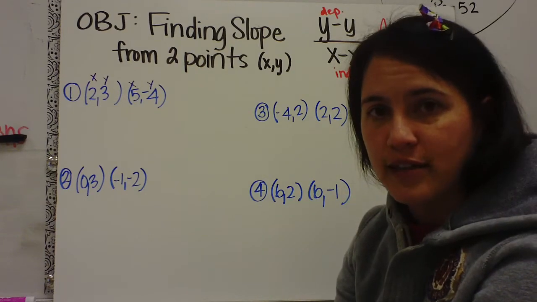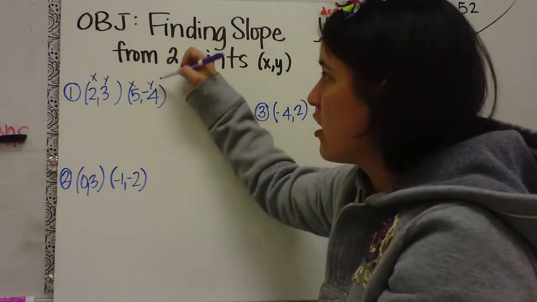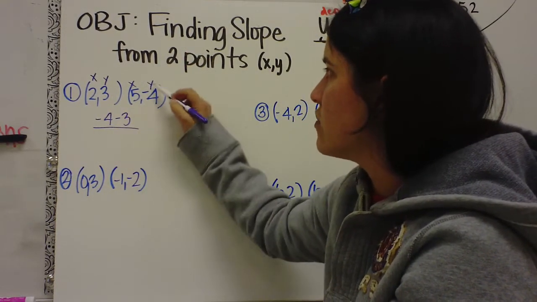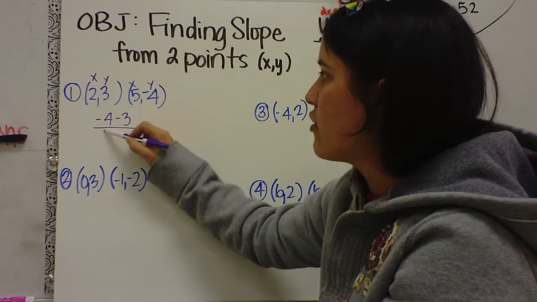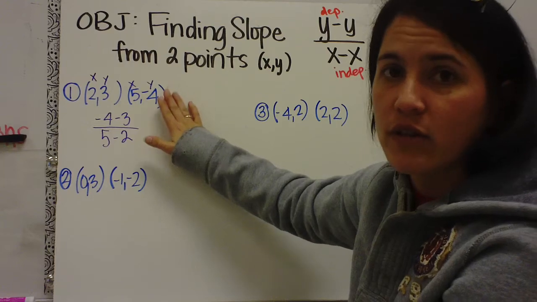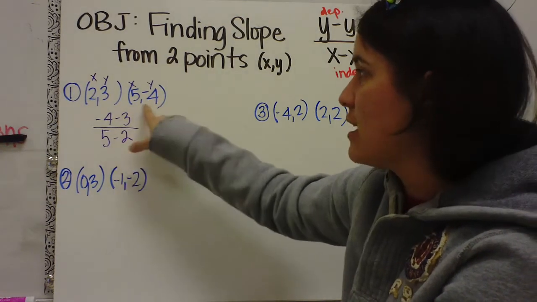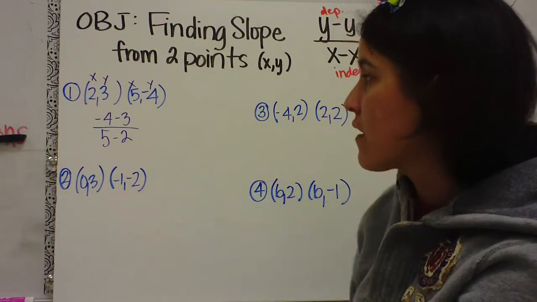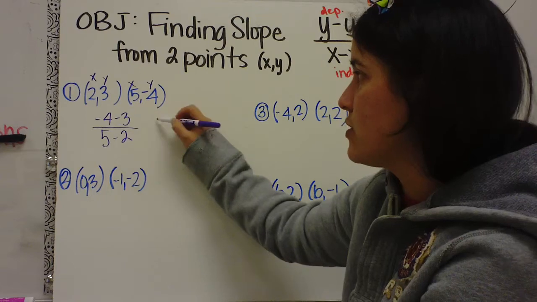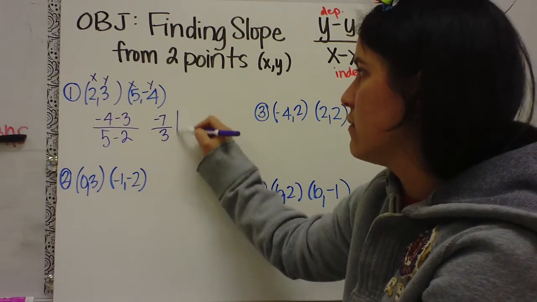Once you label your points x, y, x, y, then you're going to subtract the y's. So we start over here, -4 minus 3, and then your x's, 5 minus 2. If you start with this point, then you always start with the second point. So notice I started with -4 and then 5. When you subtract, you're going to type in your calculator one at a time. -4 minus 3 is -7, and then 5 minus 2 is 3.